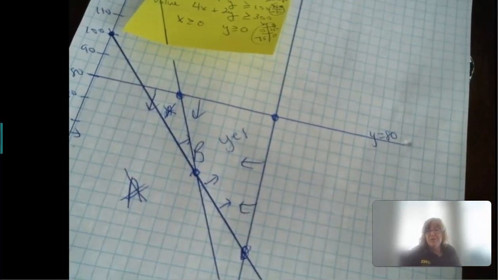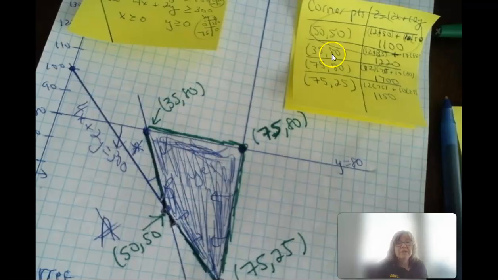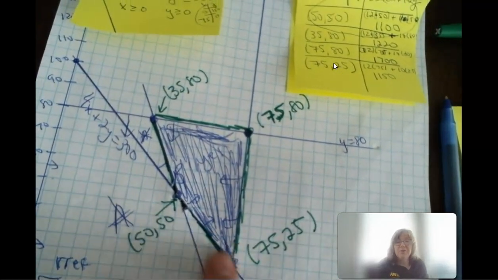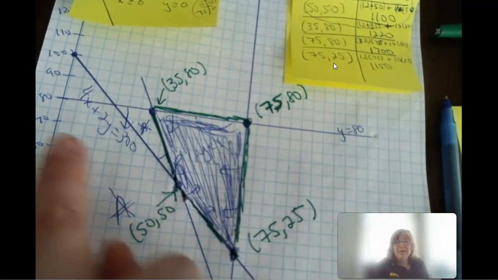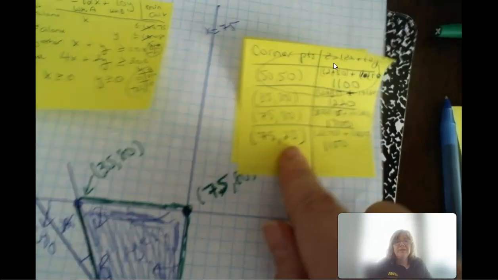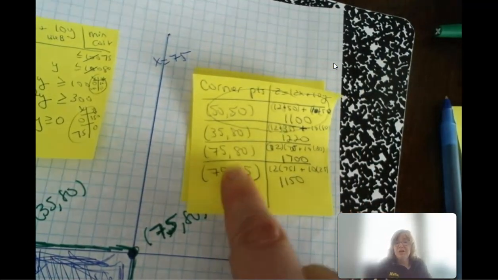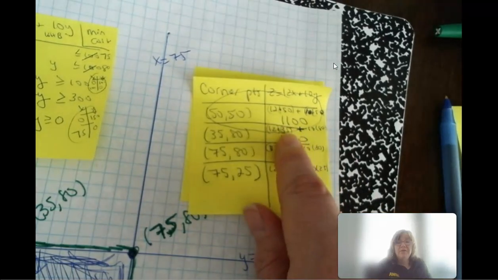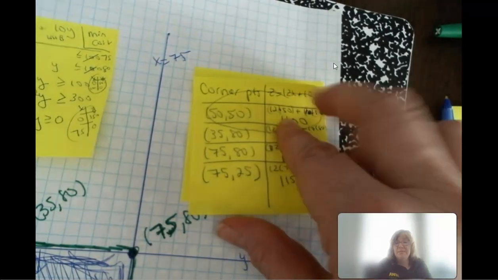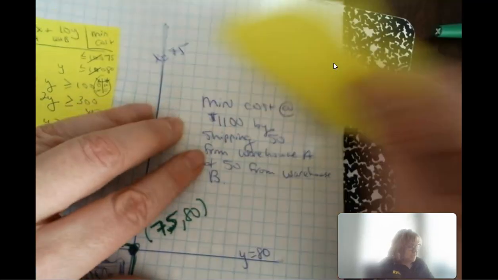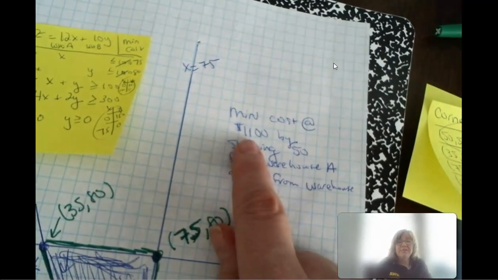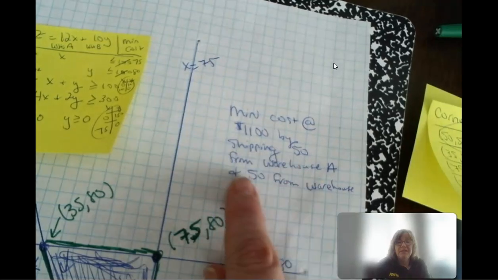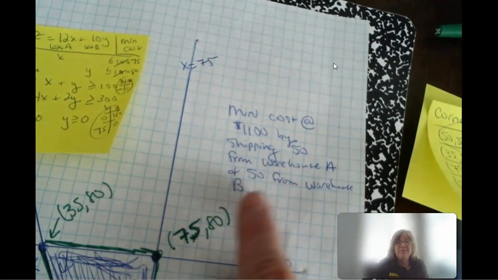Okay, I'm going to go do that quick. Okay, I need to make that bigger. There we go. I have my corner points that I read off my graph. The other points are just to graph. I went ahead and put them in my chart, subbed them into 12x plus 10y, and I noticed that 1100 is the minimum. So my answer would be the minimum cost of 1100 by shipping 50 from warehouse A and 50 from warehouse B.